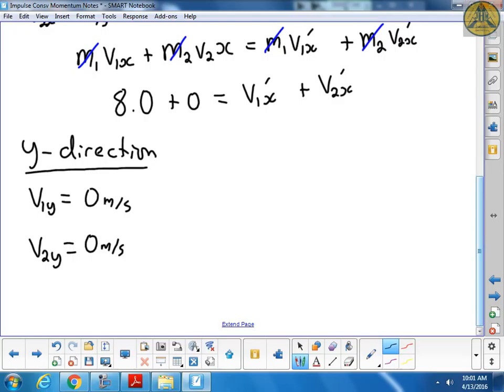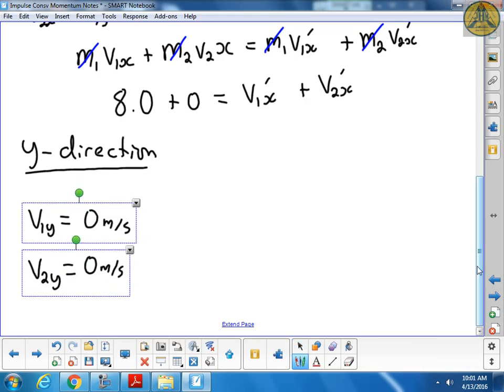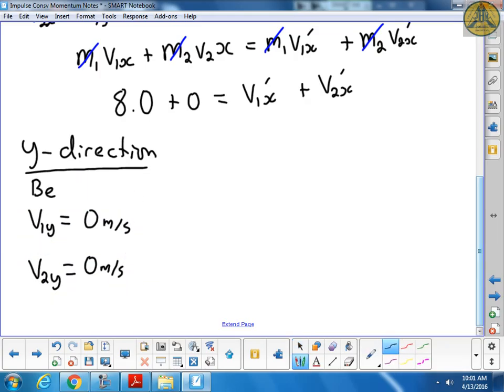Once again, V1y after the collision, don't know what it is. V2y after the collision, don't know what it is. Let's write our equation down. 0 plus 0 equals, masses all divide out. I'm not going to write them in again. That's as far as we can go with that.